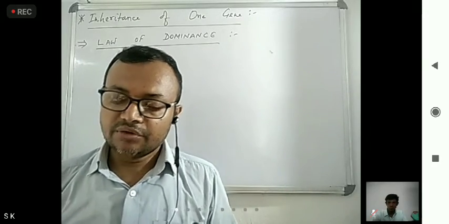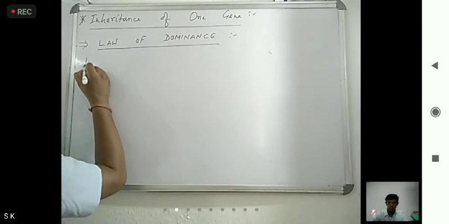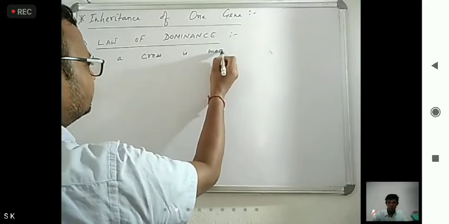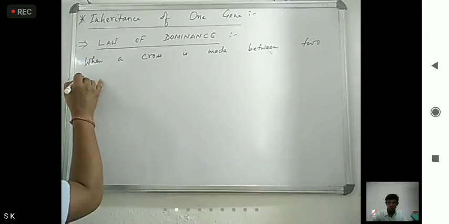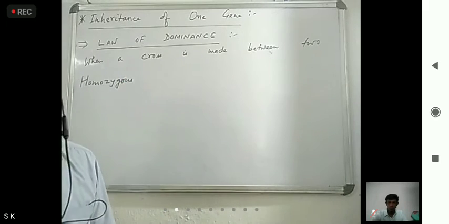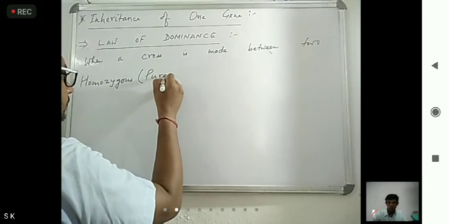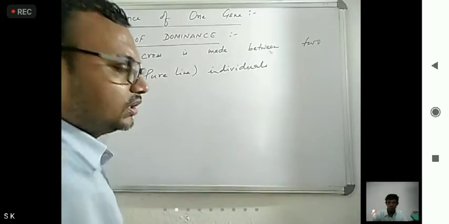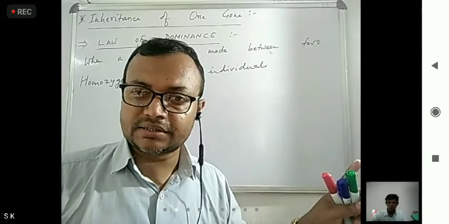So what we can say, when a cross is made between two homozygous individuals. Homozygous we already discussed. So when a cross is made between two homozygous, meaning pure line individuals, what will happen? Considering contrasting traits, the characters and traits we have already discussed.